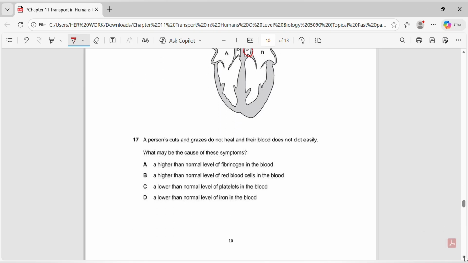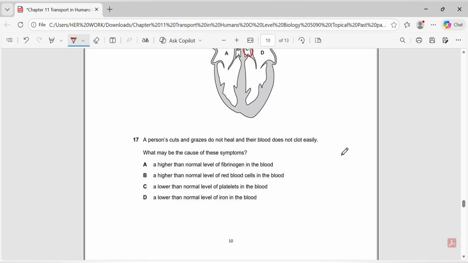Moving on to the next question, it asks: a person's cuts and grazes do not heal and their blood does not clot easily. What may be the cause of these symptoms? To answer this, we need to recall how blood clotting works. Clotting mainly depends on platelets and clotting proteins such as fibrinogen. If blood fails to clot properly, it indicates a problem in this clotting mechanism.